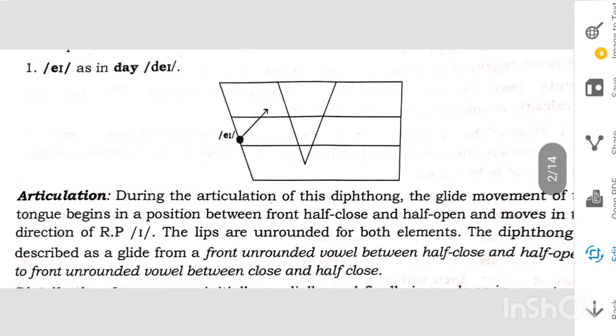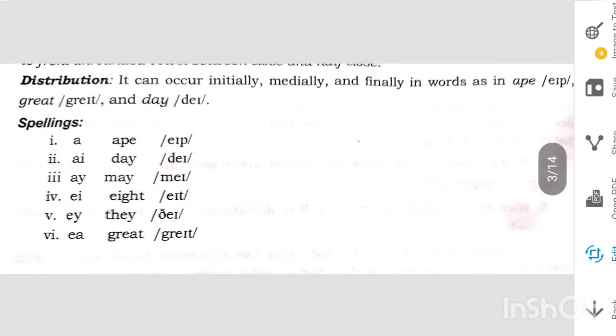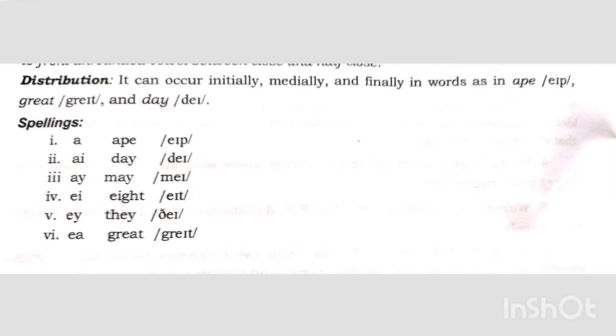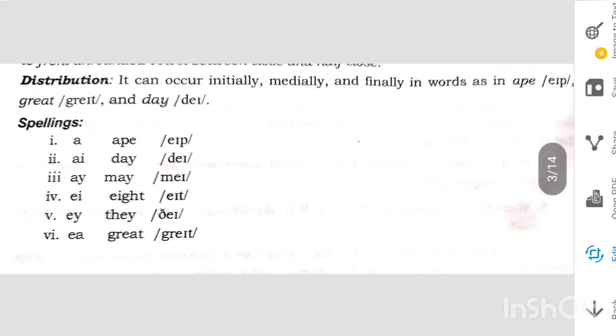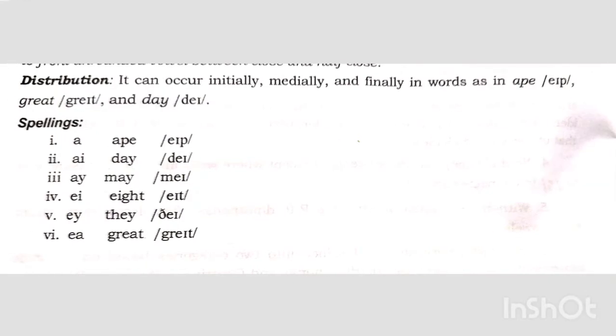That is with articulation. We are moving on to the distribution. Distribution, it can occur initially, medially, and finally. In words as in ape, see, EIP. Okay, this is the phonetic transcription. Ape, see here it comes in the beginning. Great, it occurs medially.